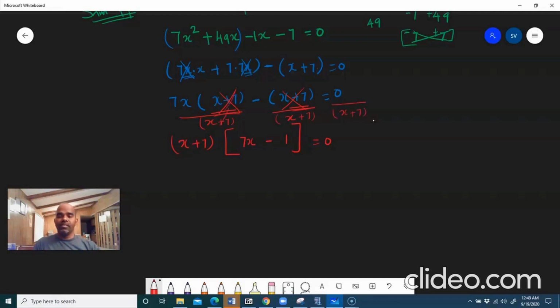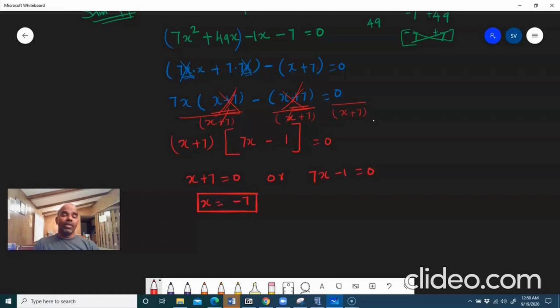So x plus 7 and x plus 7 cancelled out. So 1 divided by 1 or 50 divided by 50 or 100 divided by 100 is 1. So that is 1. Okay. And again here we can use the zero product rule. So product of two terms equal to 0 means any one of them should be 0. So either x plus 7 is equal to 0 or 7x minus 1 is equal to 0. So from this, x is equal to -7. That is the first solution.